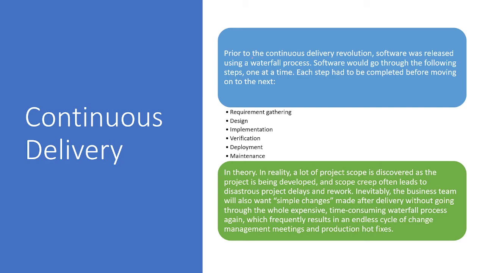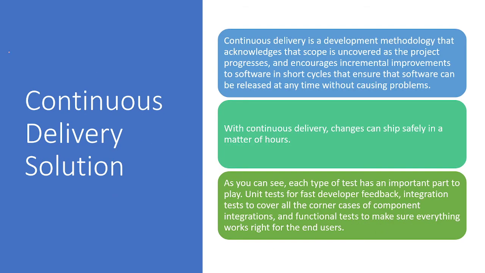And continuous delivery. Prior to continuous delivery, software would be released using a waterfall process. Software would go through the following steps one at a time. In theory. In reality, a lot of project scope is discovered as the project is being deployed, so you're continually delivering. Continuous delivery is a development methodology where, while you're writing code, you should be thinking about incremental improvements to software in short cycles. This way, we're constantly thinking how we can improve, and not thinking about writing all this code and then how do we maintain it.